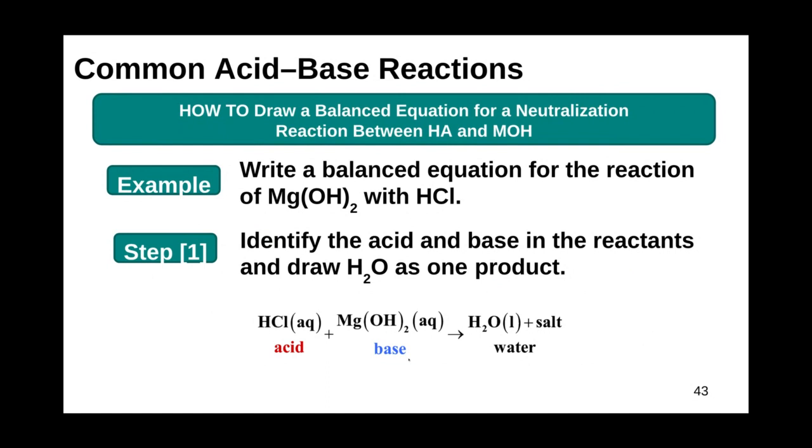So this is what the equation looks like. HCl reacts with magnesium hydroxide, producing water and our salt. Now, what we want to do here is identify the acid and the base. We know hydrochloric acid is, as its name implies, an acid, and magnesium hydroxide is going to be our base. So that's fun.